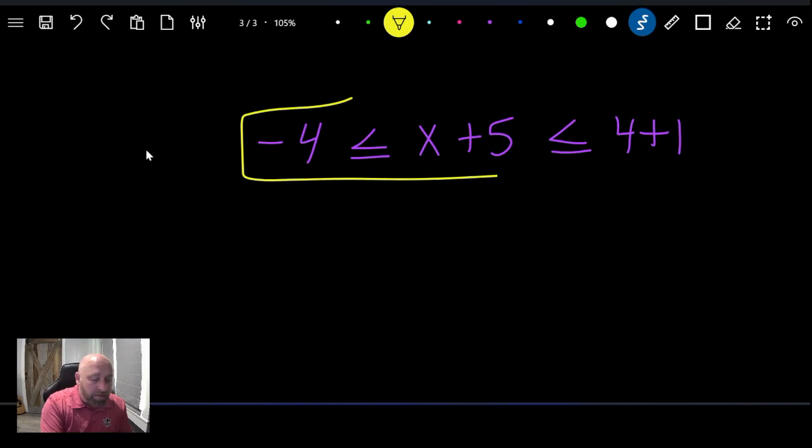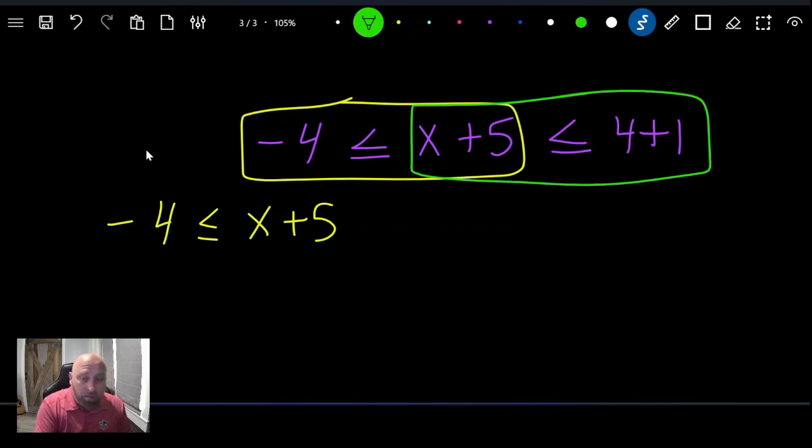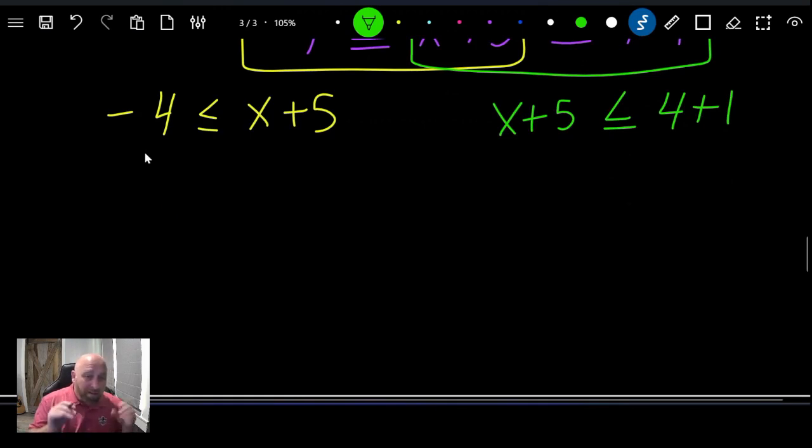I like to take this and make it its own equation. Minus 4 less than or equal to x plus 5. And then I like to take this and make it its own inequality over here. So x plus 5 less than or equal to 4 plus 1. So basically I've taken one compound inequality and I've split it into two, and then at the end we're going to join it back together. You do whatever you want there. It doesn't matter to me, but I think this is an easier method, in my opinion.